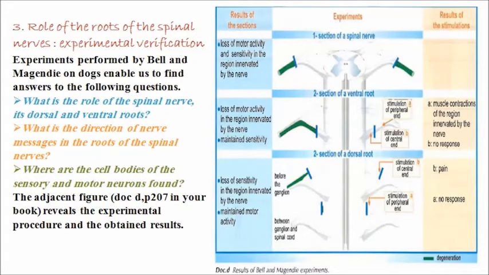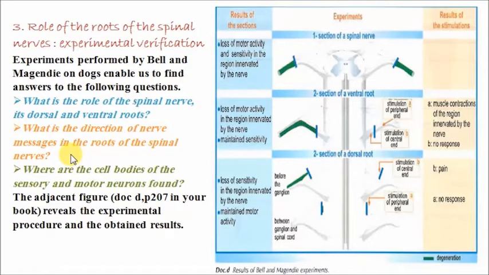Therefore, we're going to reach a conclusion here that the dorsal root, which is sensory as we have discovered previously, is going to transmit a message from the receptor to the spinal cord. That is, it has an afferent pathway from the receptor to the spinal cord, which is referred to as a centripetal conduction. This is the answer to our second question, the direction of the nerve message in the roots of the spinal nerve.